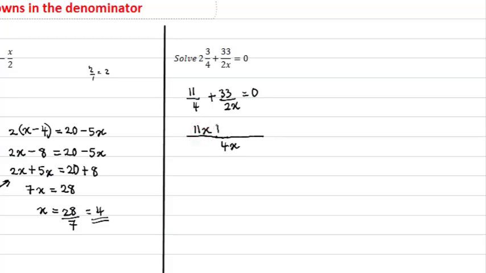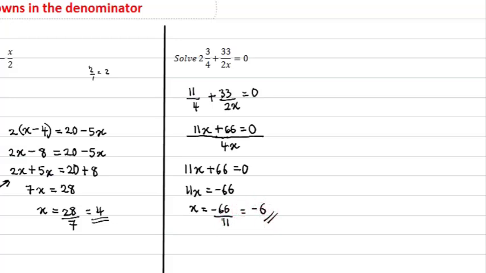Plus 4 divided by 2 is 2. x divided by x is 1, so we are left with 2. 2 times 33 is 66, which is equal to 4x divided by 0, times 0 is still 0. So we are going to take the numerator. That is 11x plus 66 equal to 0. That is 11x equal to minus 66. So finally x will be equal to minus 66 divided by 11, which will give us minus 6 as our final answer.